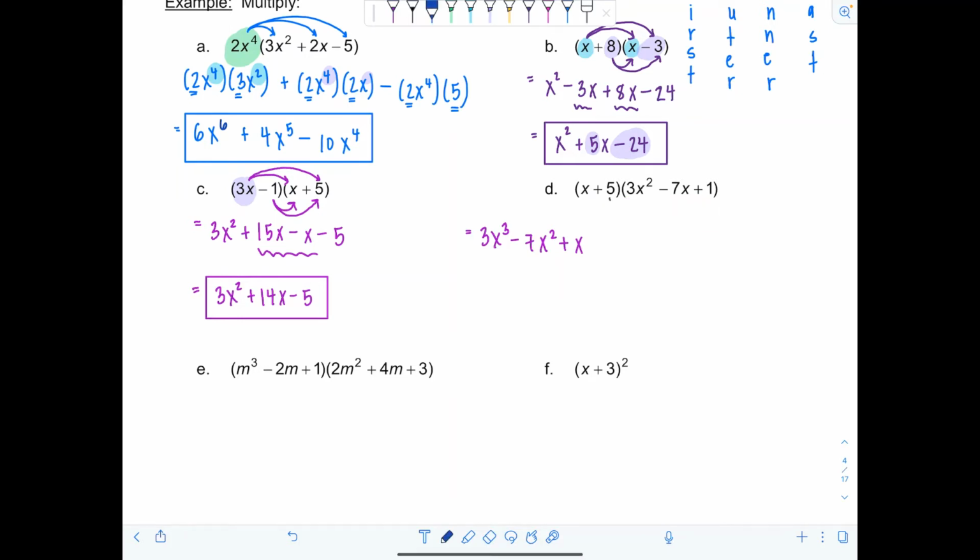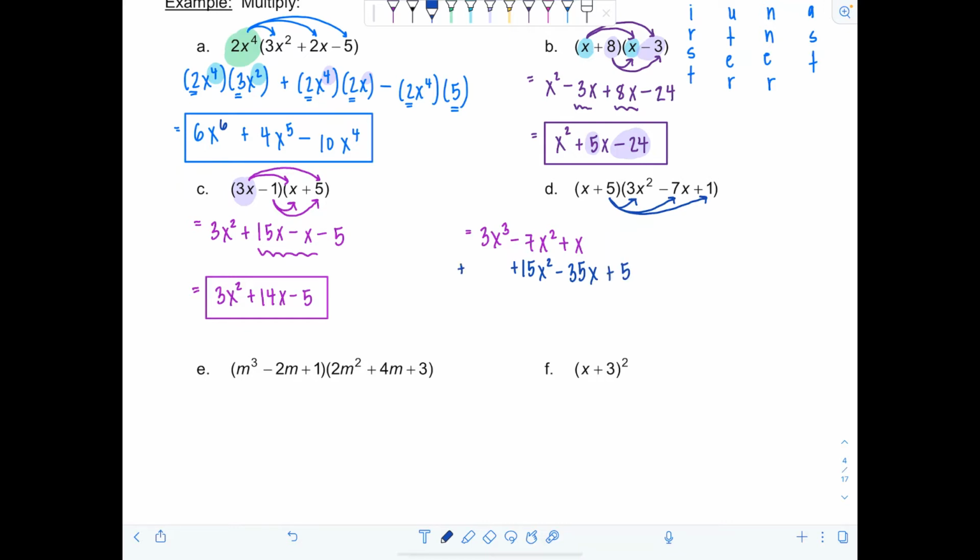And then now I'm going to distribute the 5 to all of the terms in the second factor. Now watch this. 5 times 3x squared, that's 15x squared, right? Instead of writing everything in one long line, I'm going to drop it down and put the plus 15x squared beneath the other x squared term. Okay, 5 times -7x, that's -35x. And then 5 times 1 is plus 5.